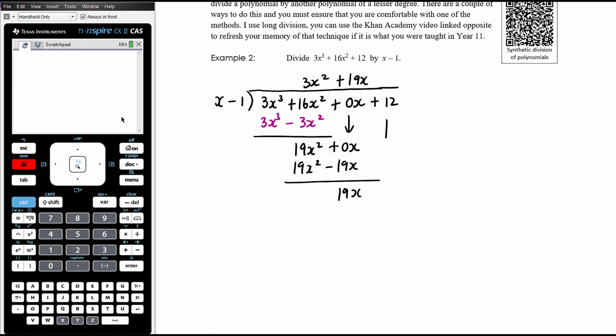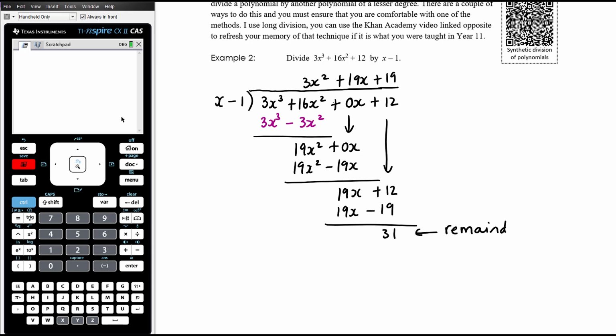And then finally we bring down our 12, and we are then asking ourselves what would we multiply x by to get 19x. That's going to be 19. Multiplying 19 times x minus 1 gives us 19x minus 19, and we subtract. 12 minus negative 19 is 12 plus 19, which is going to be, what's that, 31. Okay, so we've got a remainder here.